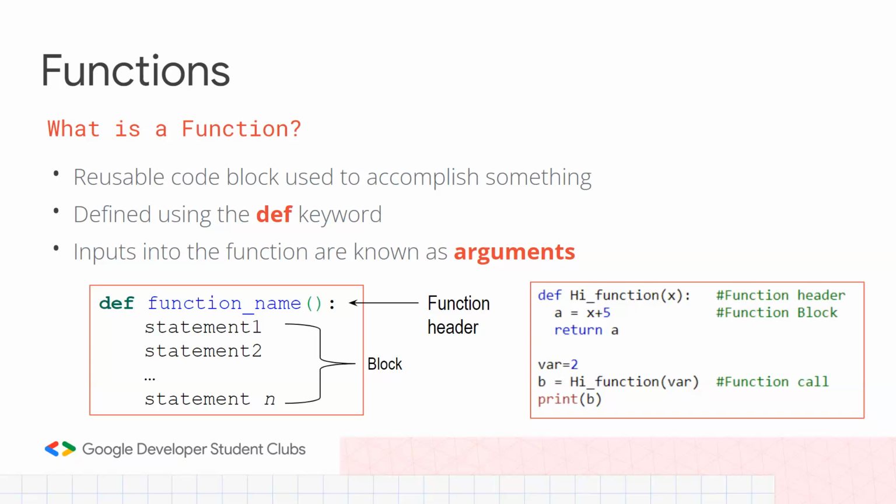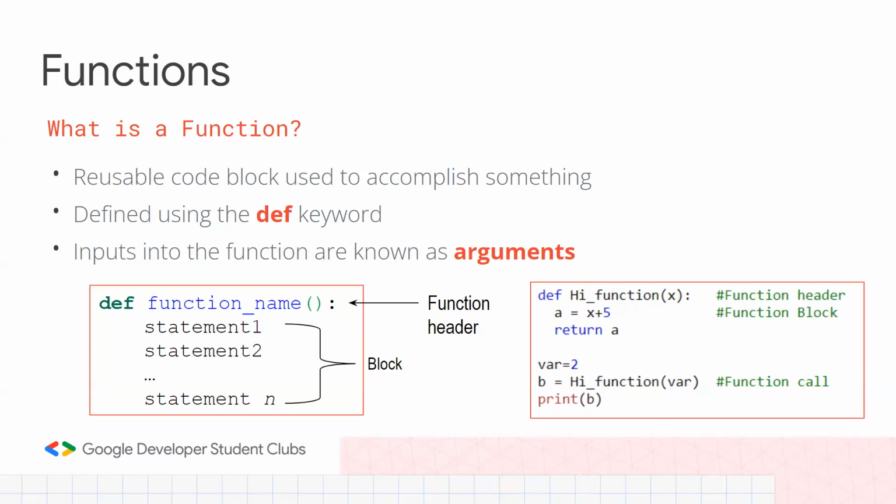On your right, you see an example called the hi function. The function header is the actual hi function, and within the function you see a equals x plus 5 and returning a. So what this function does is it adds 5 to whatever input int variable is passed in. You can see the function being used down there. You set a variable, var equals 2.